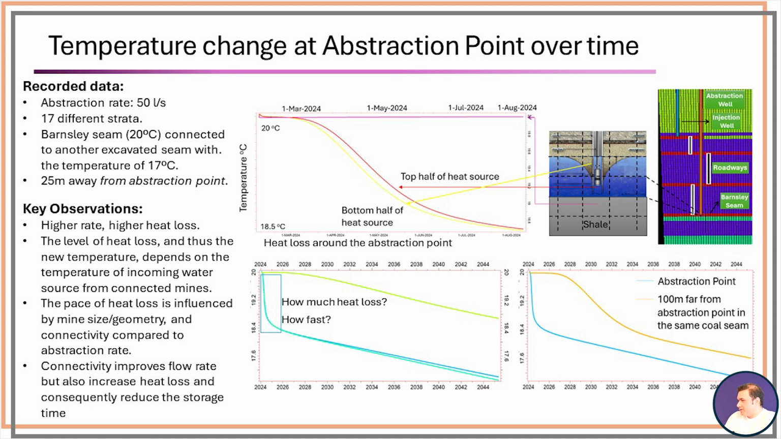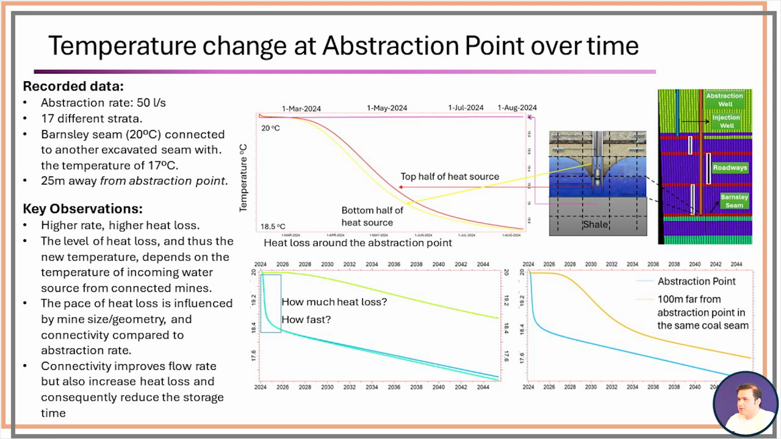But over the 25 years of doing heat recovery here, you can see even the shale layer or the other areas far away from the abstraction point have been affected after a couple of years and start losing temperature. So the whole area might be affected when we abstract water for the long term. Our observation was that a higher abstraction rate means higher heat loss as well. But how much heat we may lose depends on the other sources of the connected seams.